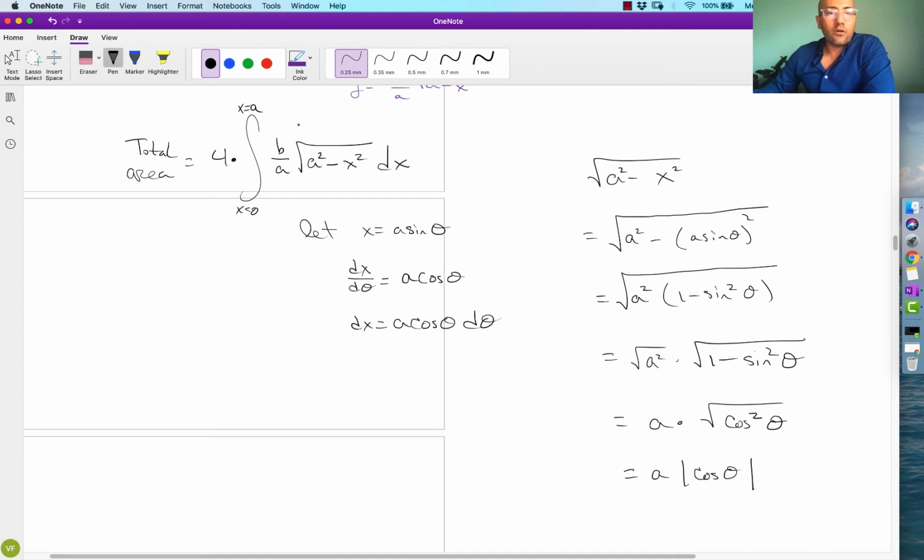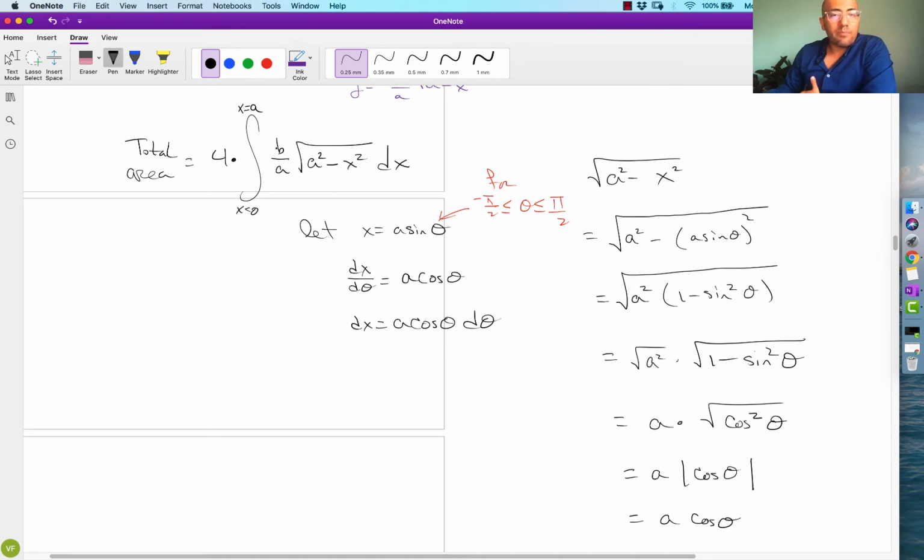And just like before, we have to also throw in that theta is limited to between negative pi over 2 and pi over 2, in order for this to be a 1-to-1 function. So this is just going to become a cosine of theta. Cosine of theta in this region is always positive, so we don't need the absolute values. They're not needed, as long as theta is in this range. Good. Okay, so now we're ready to substitute.